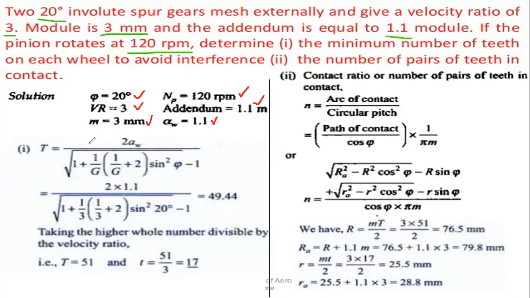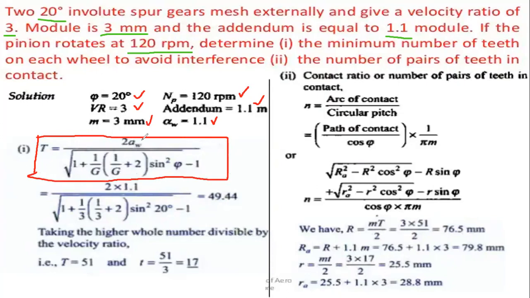Now we are going to find the first one, that is the minimum number of teeth on each wheel to avoid interference. We have the formula: capital T is equal to 2 A_W divided by root of 1 plus 1 by G into (1 by G plus 2 sin square phi) minus 1. So this is the given formula, and we have to substitute the values into it.